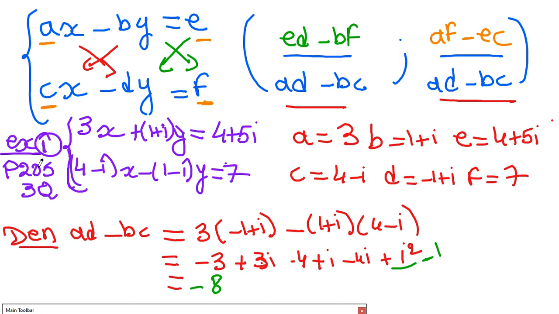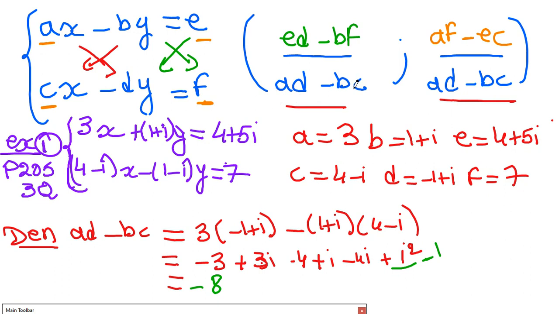It's page 205, exercise 1. So I need to find the solution of this system. The best way is first to identify what is a, b, c, d, e, and f. a is 3, b is 1 plus i, c is 4 minus i, d is minus 1 plus i, here it's i, and e is 4 plus 5i, and f is 7. And then the best way is to start with the denominator.